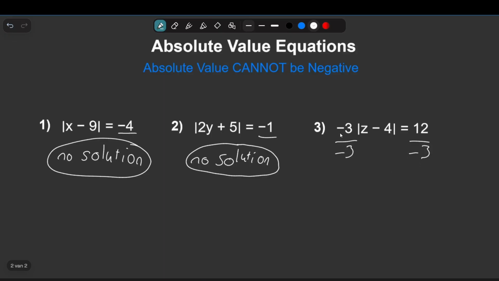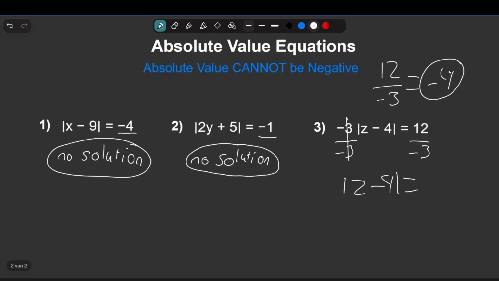Minus 3 divided by minus 3 cancel each other out, and we are just left with the absolute value of z minus 4 equals 12 divided by minus 3. 12 divided by minus 3 equals minus 4. As you can see, this number is again a negative number. So we get a negative number again, and now we can see that this absolute value equation again has no solution.